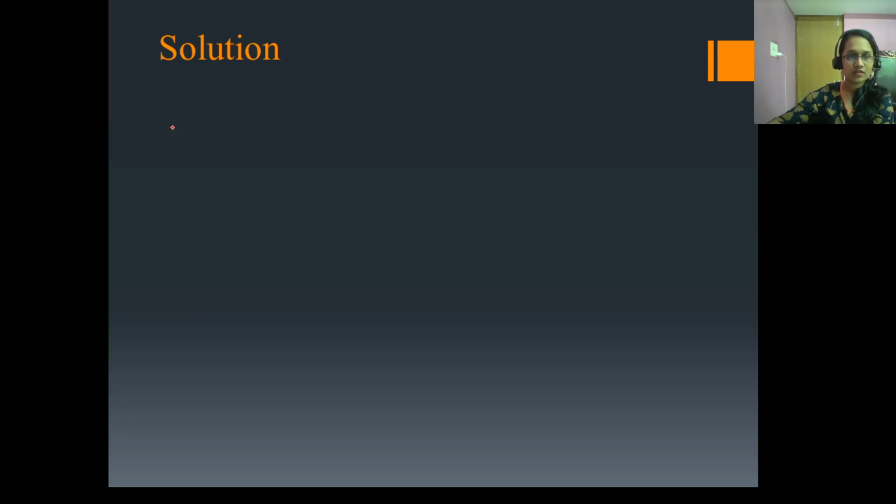Next we need to calculate D3. D3 is VT, that is equal to 19.4 into 7.47, which equals 144.9 meters.